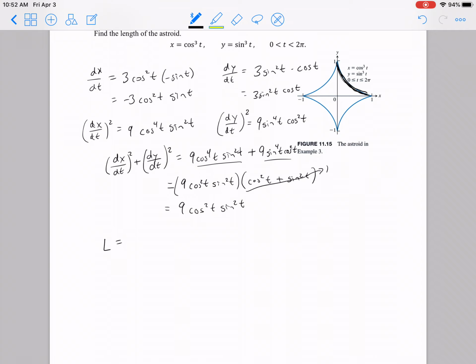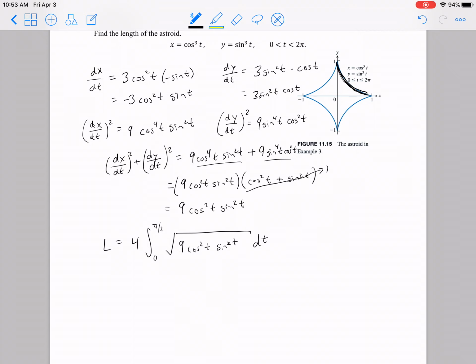So if we continue on, to get the total length around it, we're going to do 4 times the integral. We're going to go 0 to pi over 2. Okay. And then we're going to do the square root of 9 cosine squared t plus sine squared t, that's a squared, dt. And we can go ahead and go through and do this.